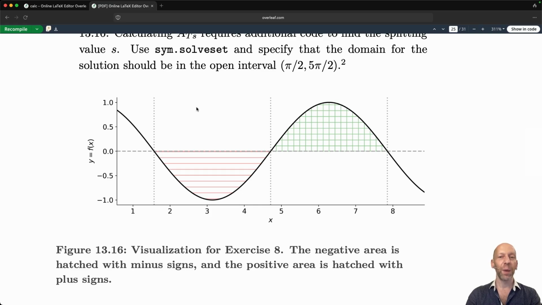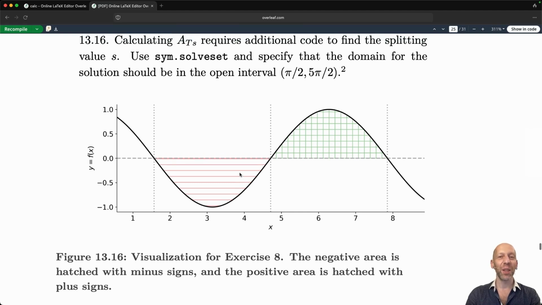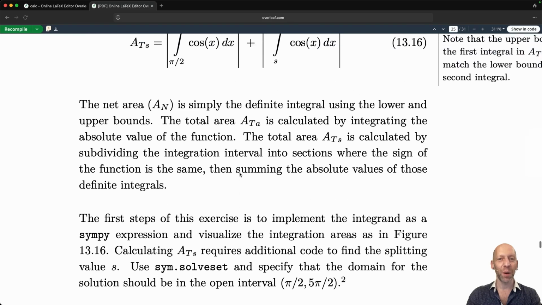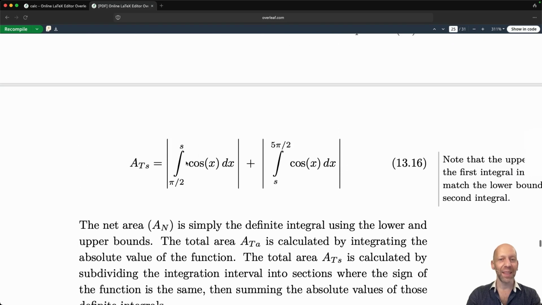Okay, so don't worry about the graph yet. That's going to come up. That's like part 2 of this exercise. First, just figure out how to solve for S in this integral over here.